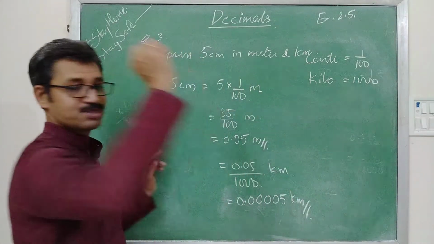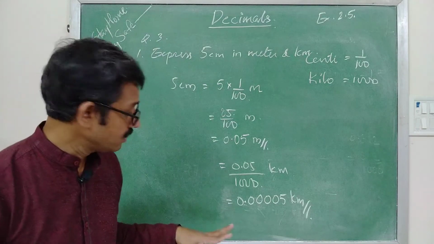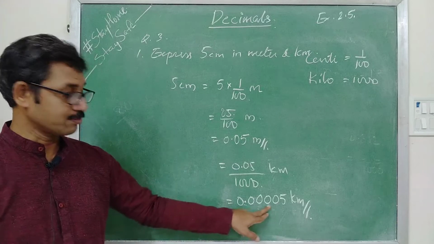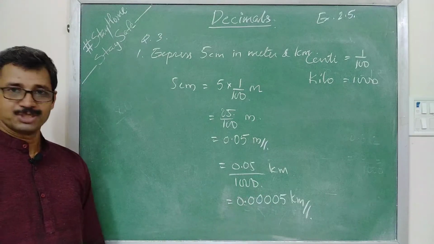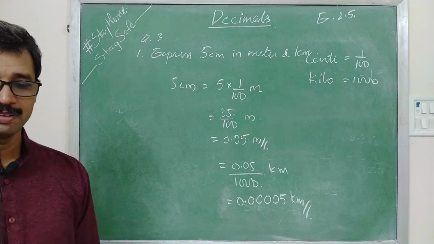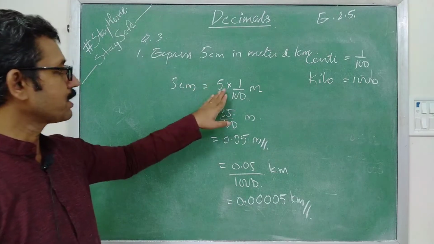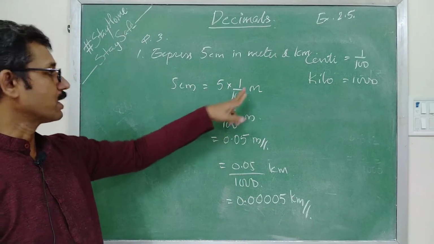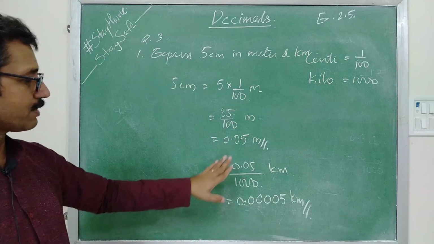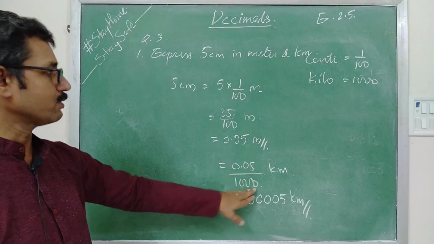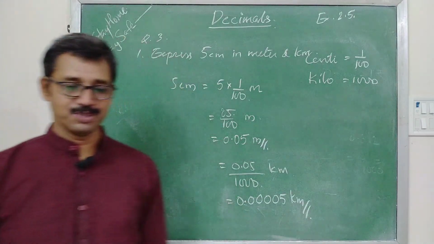Understand? This is very important. How many zeros are there? Four zeros are there before 5. Understand how to do it? Please do it. So here you have to understand that centimeter to meter means divide by 100, because centi means 1 upon 100. That is very easy to understand. Now meter to kilometer means divide by 1000, because kilo means 1000. Understand? It is easy to remember.